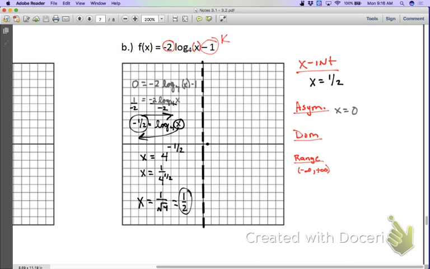So for my domain, I'm just going to go from 0 to positive infinity, because it's on the right side. Then from what we talked about earlier, since it's negative, instead of coming from the bottom up, it's going to come from the top down. Don't forget that negative out in front. It's going to flip everything over there.